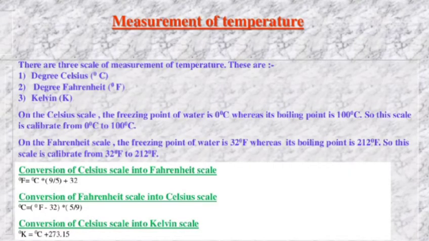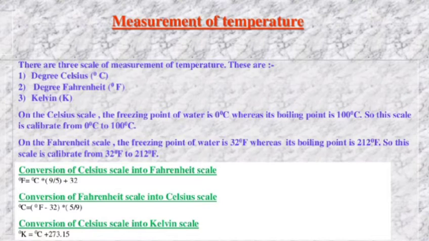We have already discussed that the Celsius scale is calibrated from 0 to 100 degrees Celsius. The freezing point of water is 0 degrees Celsius on the Celsius scale, while its boiling point is 100 degrees Celsius. On the other hand, the Fahrenheit scale is calibrated from 32 degrees Fahrenheit to 212 degrees Fahrenheit. The freezing point of water is 32 degrees Fahrenheit while its boiling point is 212 degrees Fahrenheit. So these are two scales which are widely used for the measurement of temperature.